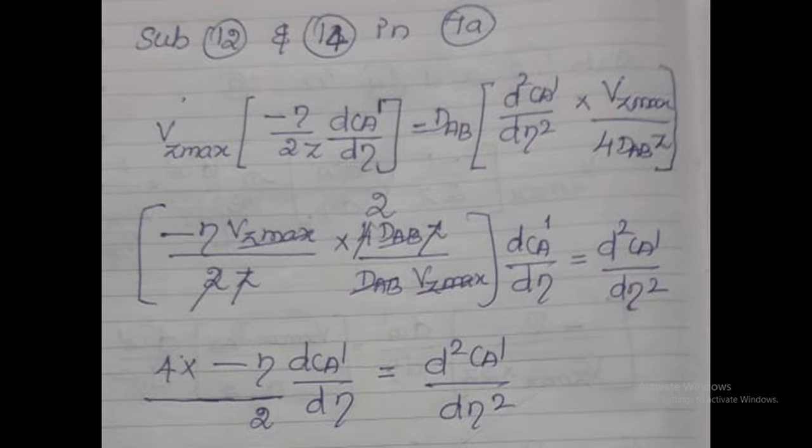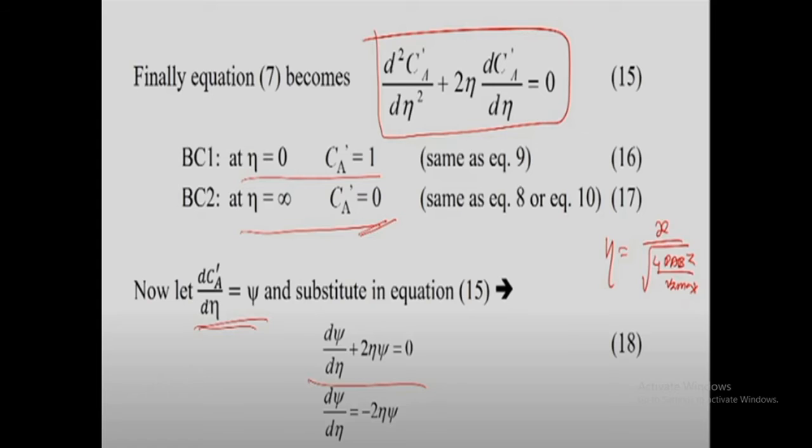4 into minus eta divided by 2. Other terms are cancelled. dCA dash by d eta is equal to d squared CA dash by d eta square. Finally equation 7a becomes, rearranging the expression, d squared CA dash by d eta square plus 2 eta into dCA dash by d eta equal to 0. This is the 15th expression.